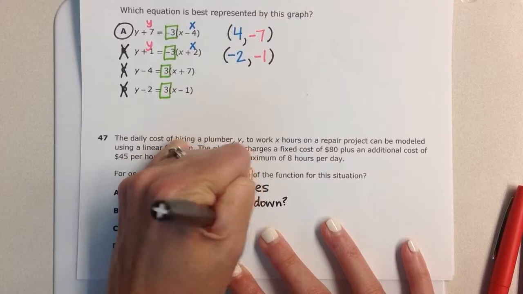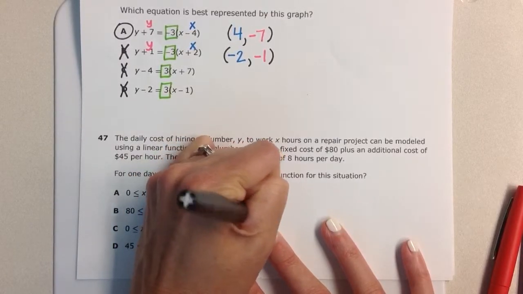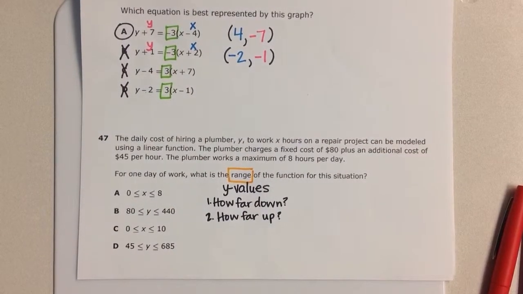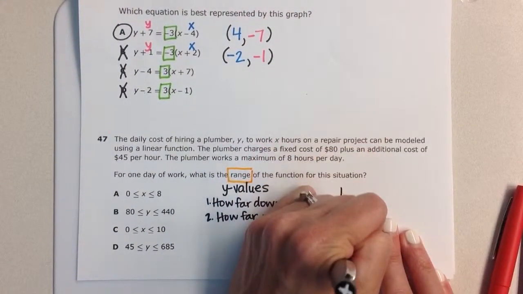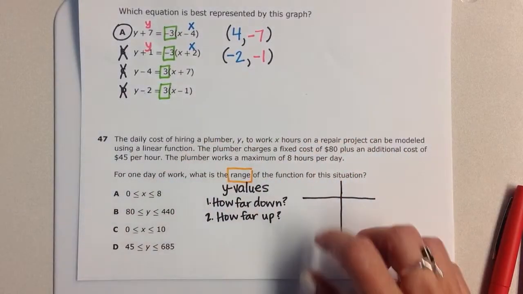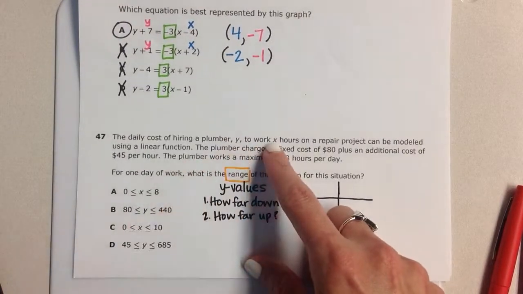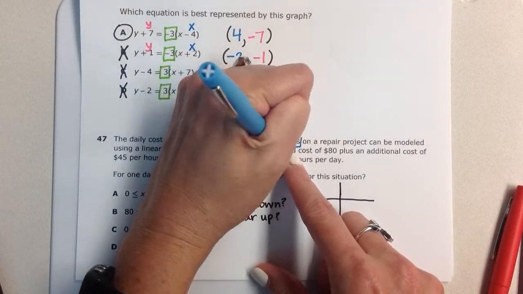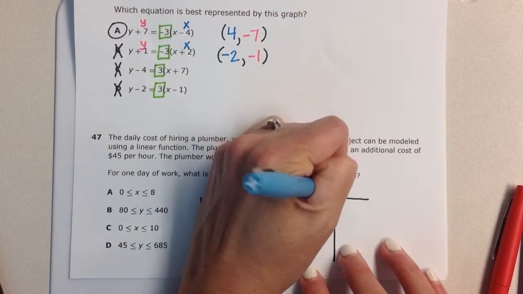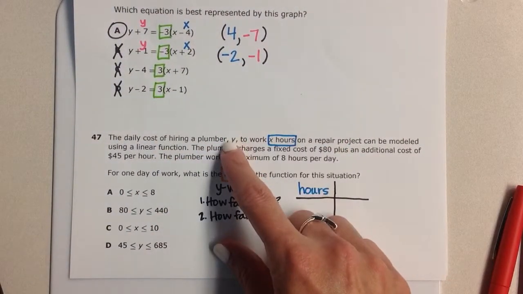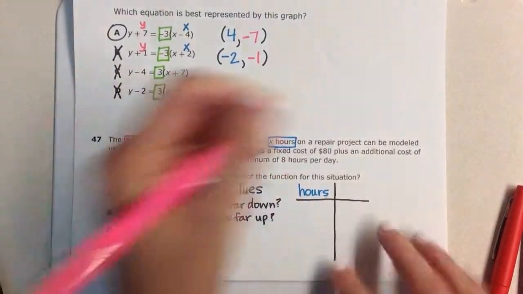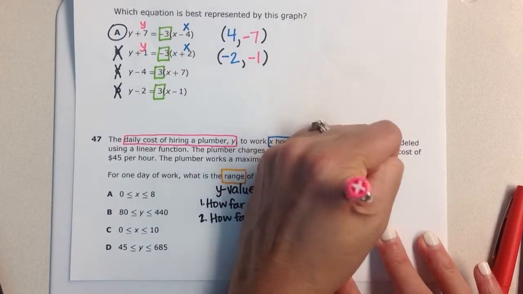Well, I don't have a graph to use, and I don't even have an equation, but what I do have is some numbers that I can use to figure this out. So I'm going to actually make a table of values. For X, it says up here X hours, so hours are my X values. All the numbers that have to do with hours are going to be my X values, and it tells me that Y is the daily cost of hiring a plumber. So cost values are my Y values.